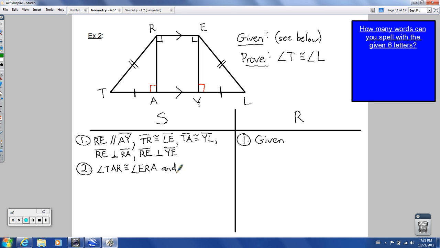So you can say that. And what's the reason for angle LYE? Angle LYE. I've spelled three different words here already: tar, era, lie. Hint, hint. I'm getting to that later. So angle LYE is congruent to angle REY.